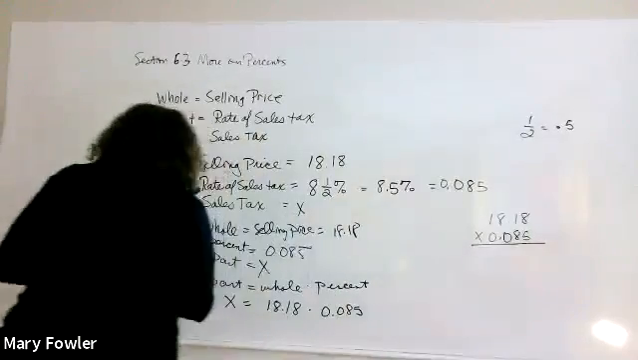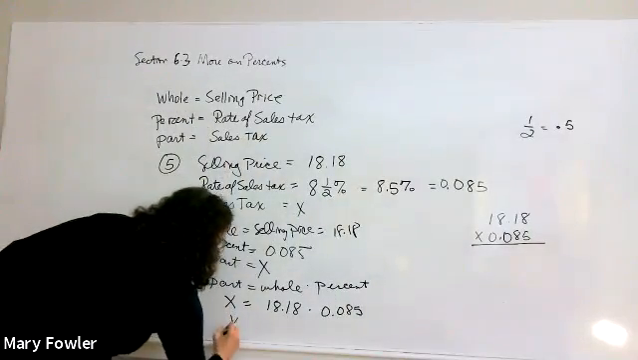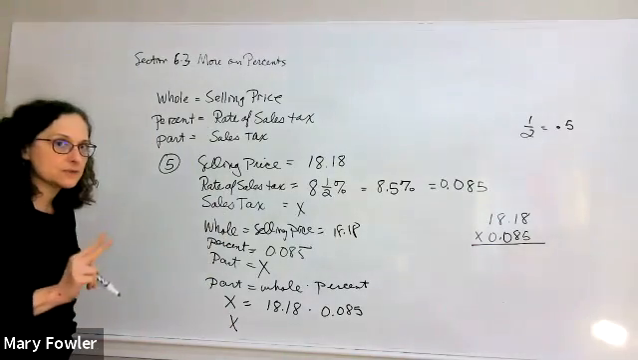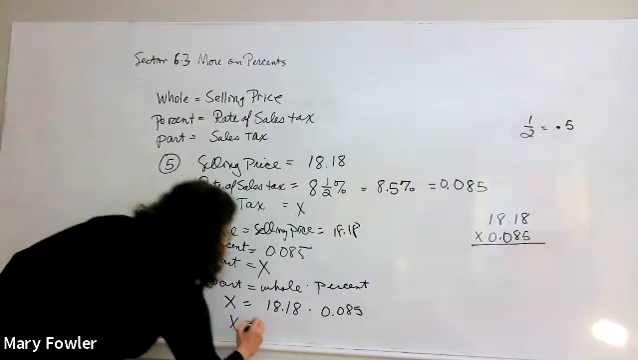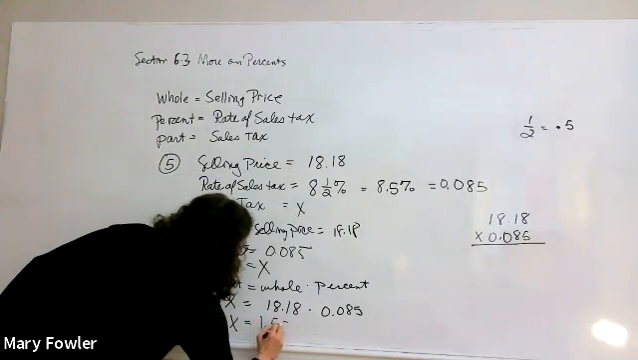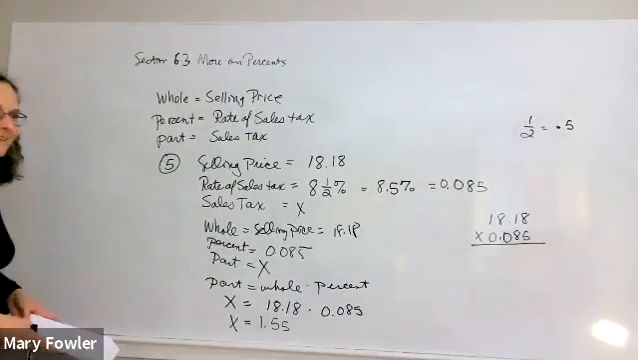Okay, and I'm just going to present the answer. So rounded to the nearest cent, you're going to have to round to 2 decimal places, and we get $1.55.